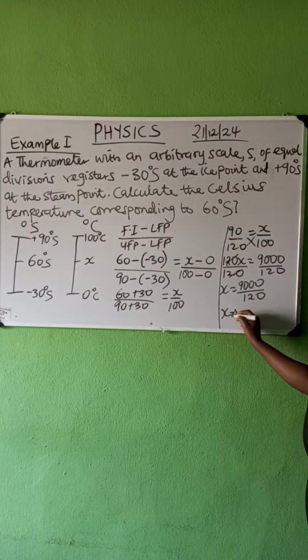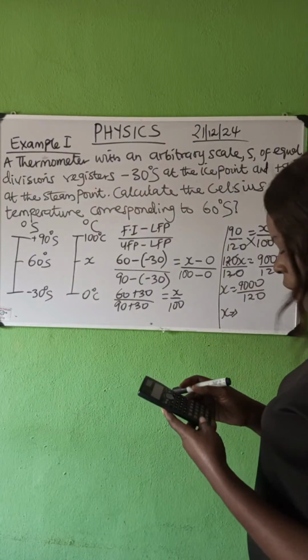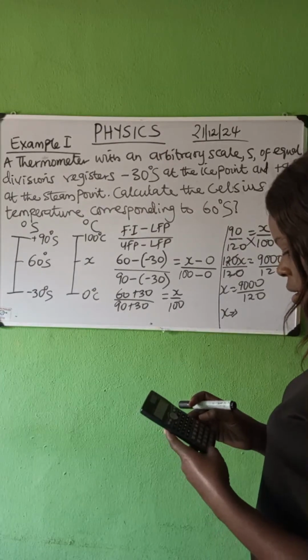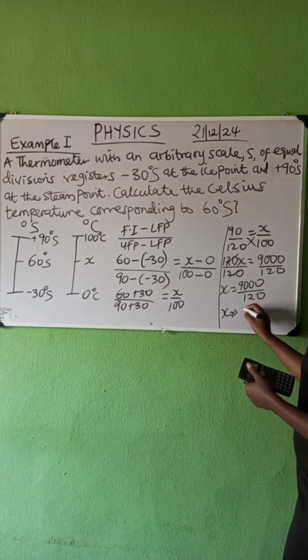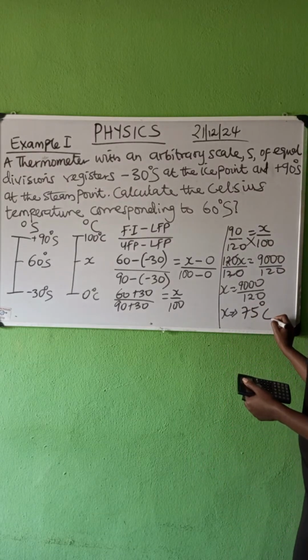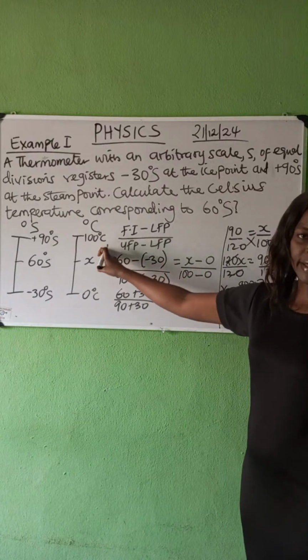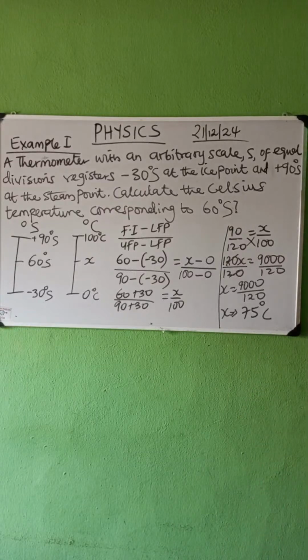By the time you divide it, with the help of your calculator, let's see what we have. We have 9,000 divided by 120. The answer is 75 degrees Celsius. You know why you have 75 degrees Celsius? Because you're looking for the temperature on this scale. Is that clear? All right, put it down. If you have questions, you can ask.